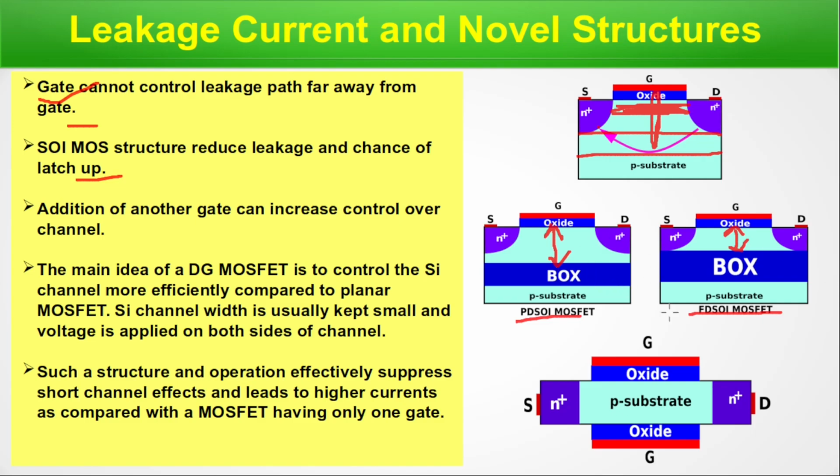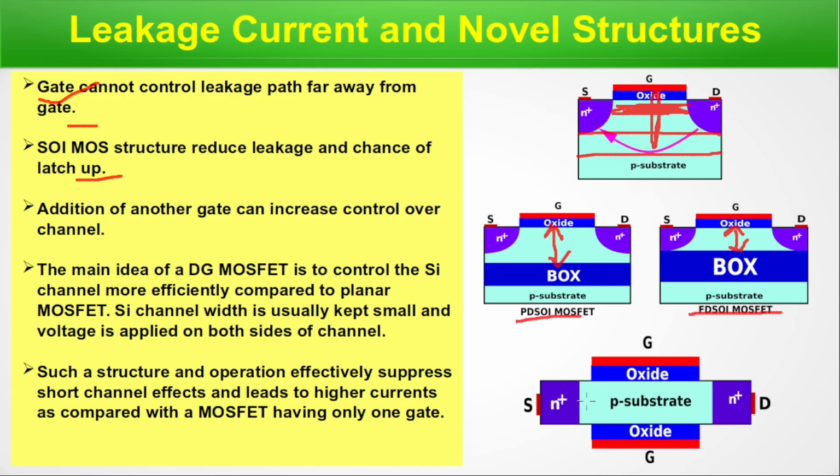We know these SOI structures are good for controlling leakage and latch up, although they have their demerits like floating body effect, self-heating, all of these things. So here we will talk about only leakage. This is basically the advantage of SOI substrate. This leakage is occurring because of weak electrostatic control of the gate terminal. This area is far away from the reach of this gate voltage. By any means, if we can increase gate control, this leakage can be suppressed.